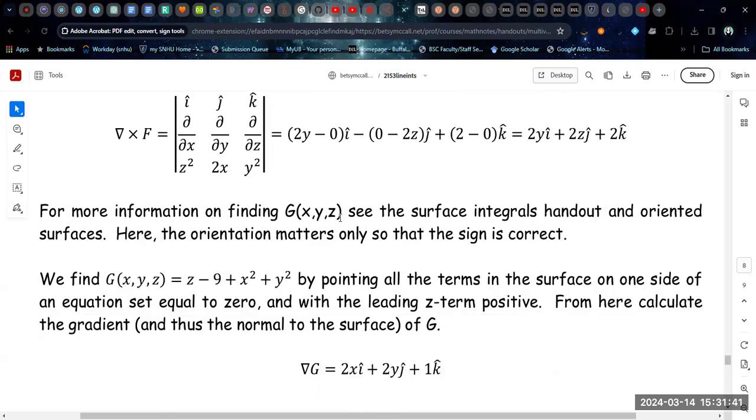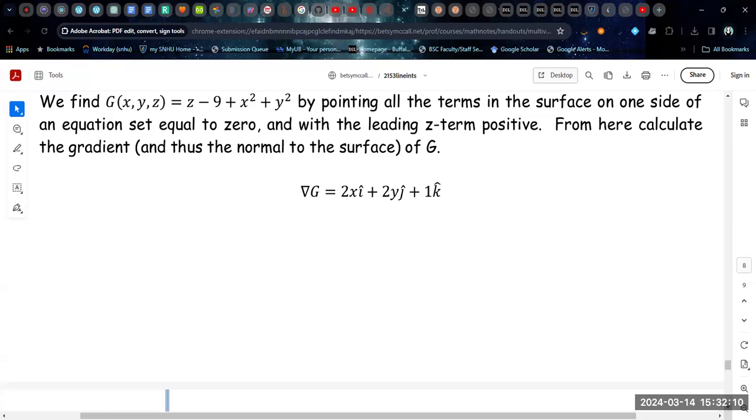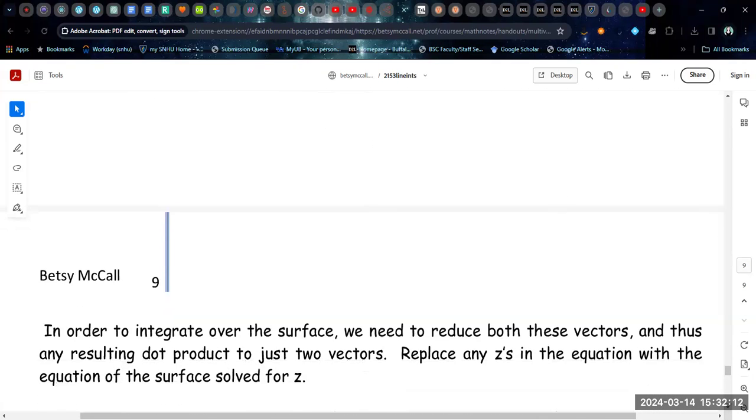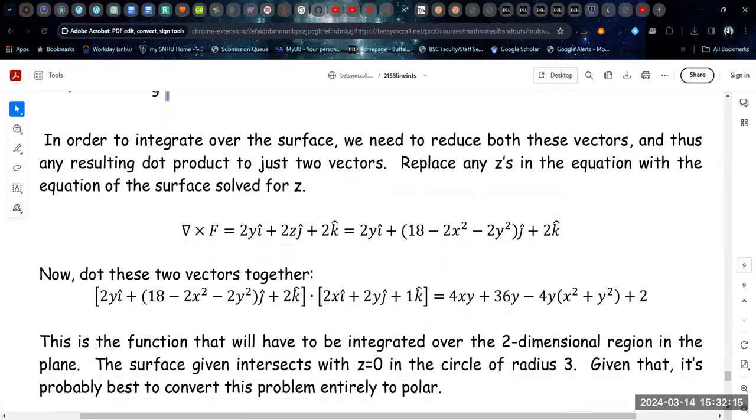And then for G of x, y, z, as I said, we could put everything on one side of the equation to find our G. Then we take the gradient of that to get our components, and we end up with 2x and 2y and 1 from our z. And so this is the upward pointing gradient. We could also use the downward pointing gradient, but typically you want to be pointing into the region that's bounded.